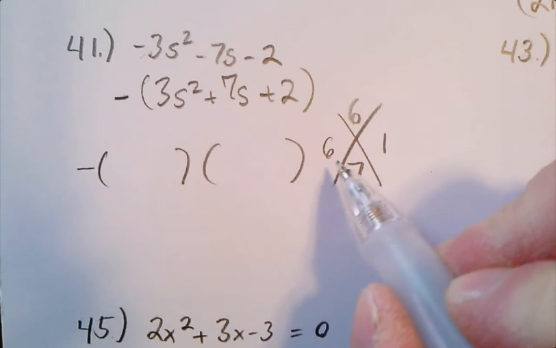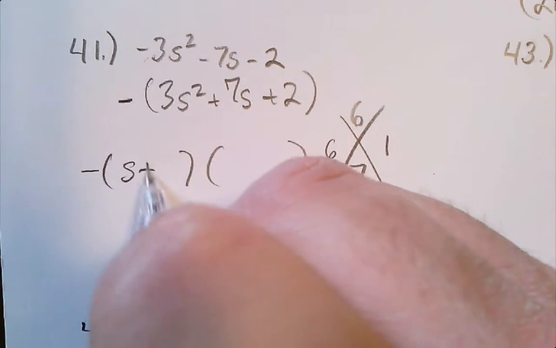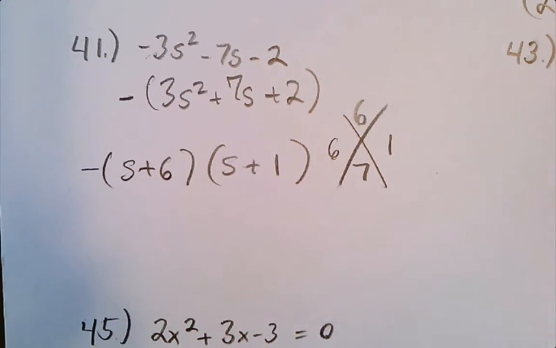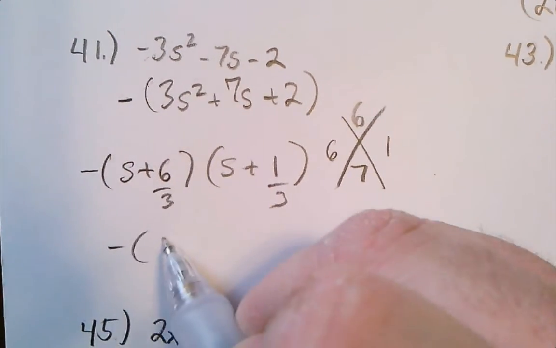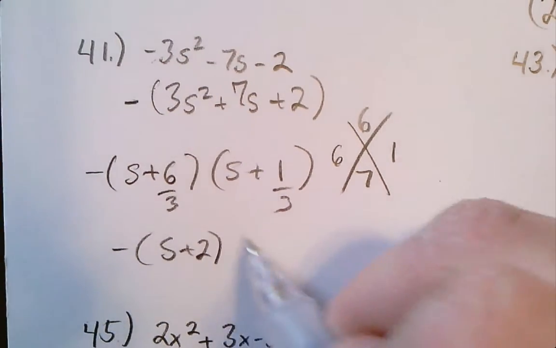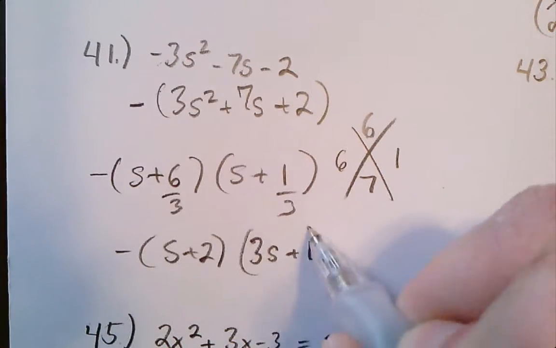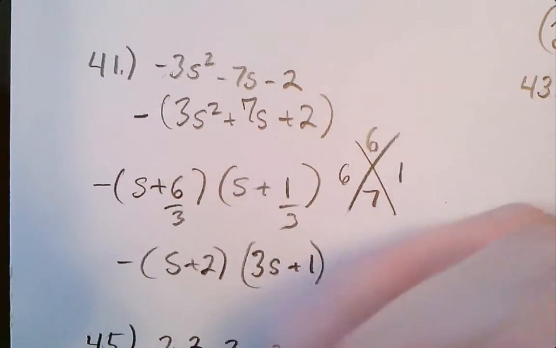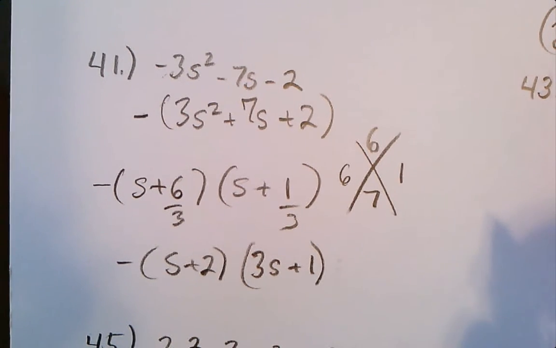So, anyways, here goes. So we're gonna put s plus 6, s plus 1. All right, I'm going to divide everything by 3, negative s plus 2, and then this is bottoms up, 3s plus 1, and that should be my complete factored. I'll check my answer here, and that's it. That's the right answer for that one.